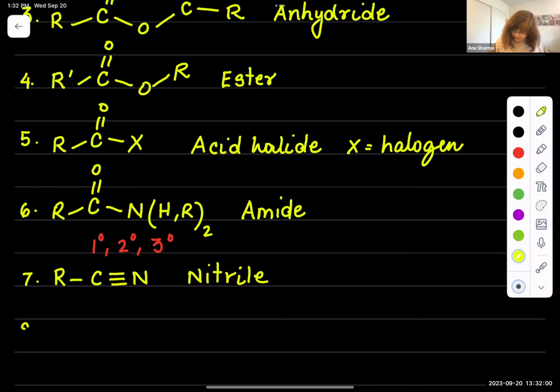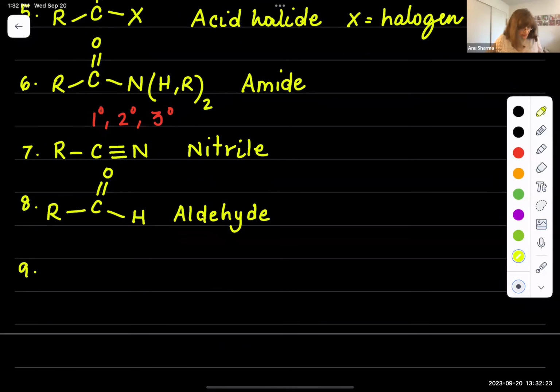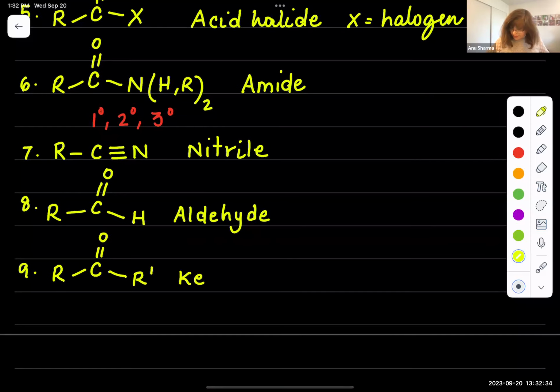After that comes the aldehyde, and the aldehyde looks like R, C, O, and H. You see, instead of OH, now it's just H. So this is the aldehyde, A-L-D-E-H-Y-D-E. Then comes the ketone, that is R, carbonyl group, R dash, and this is the ketone group. All right.